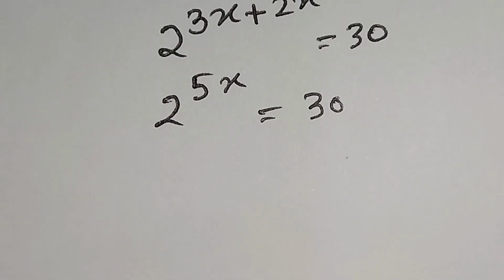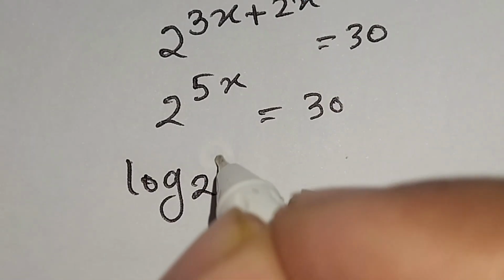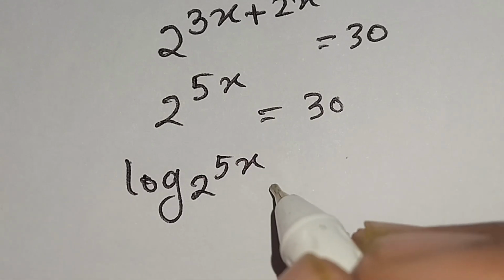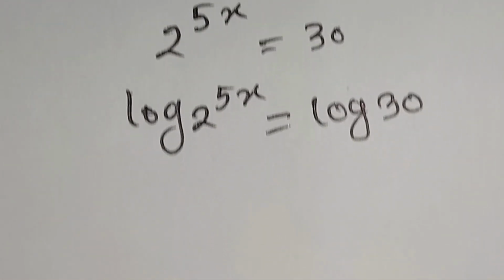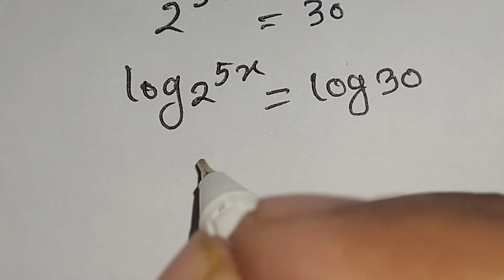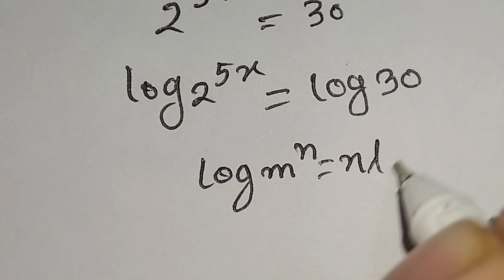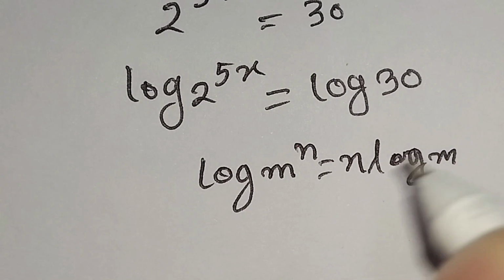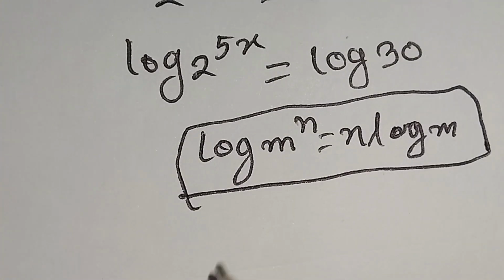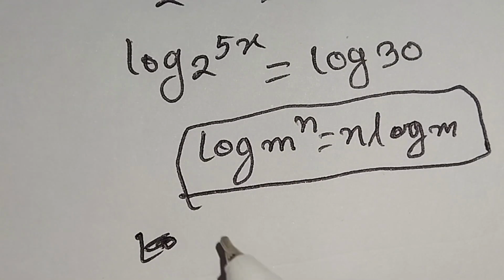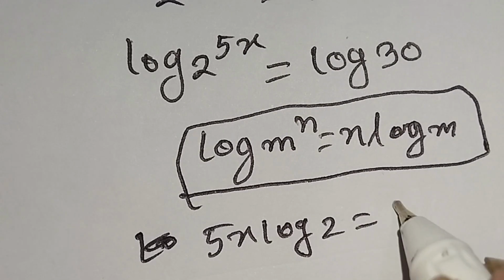Now we will take log on both sides. So you can write here log 2 to the power 5x is equal to log 30. We know log m to the power n is equal to n log m. According to this property, we can write this line as 5x log 2 is equal to log 30.